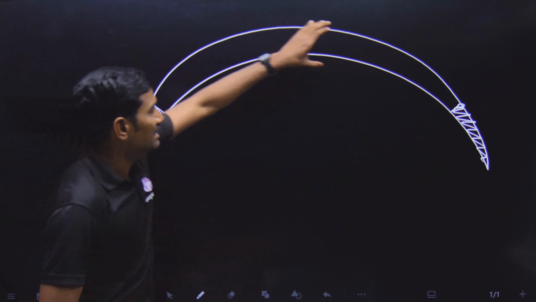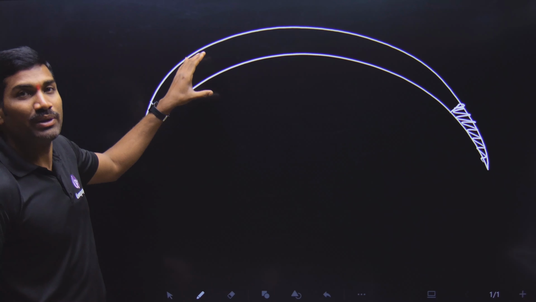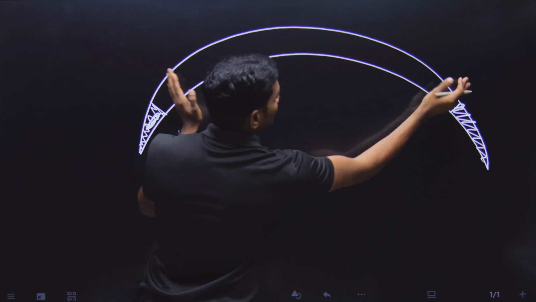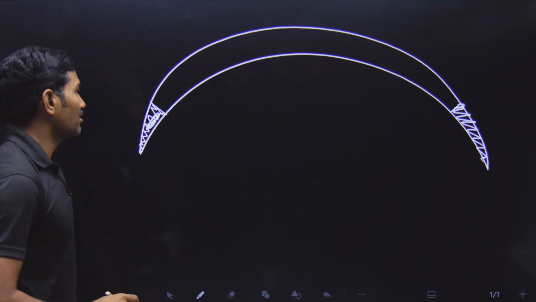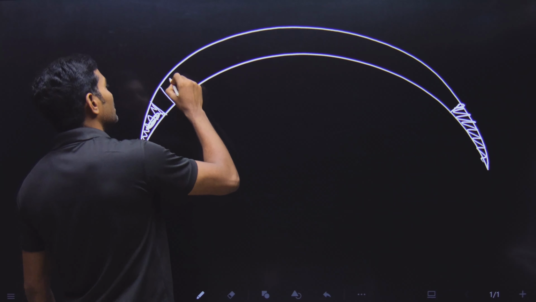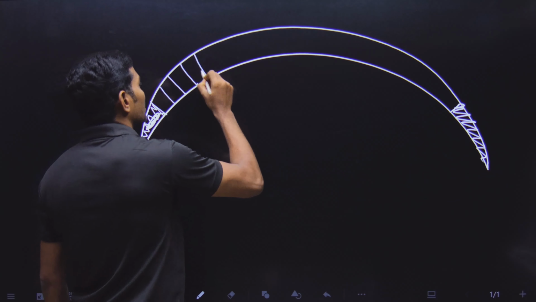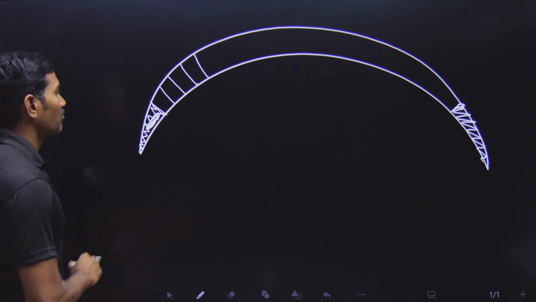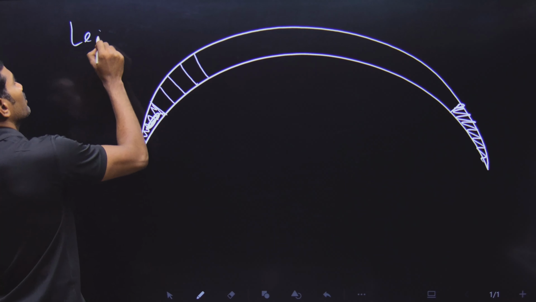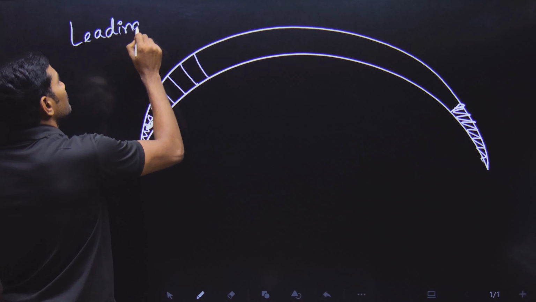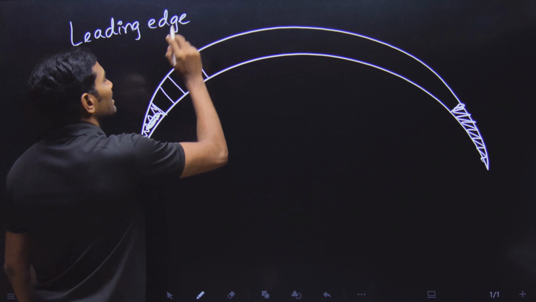So for the leading edge, you are observing some openings, but where? In this portion only. This last towards the tip side, it is closed. Please observe this carefully. And here you are having some openings. Okay, and now observe this one. What is this called? This is completely called the leading edge.